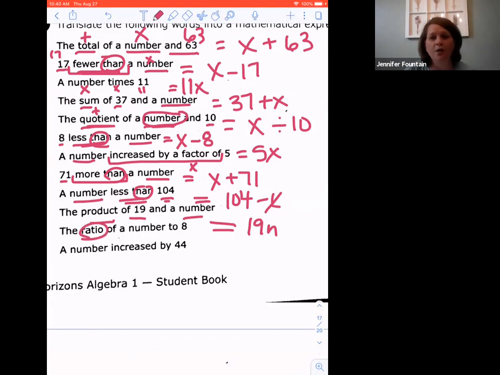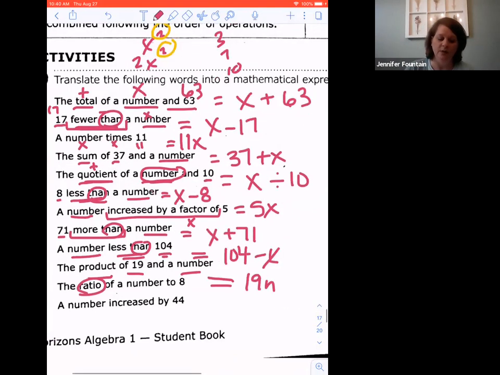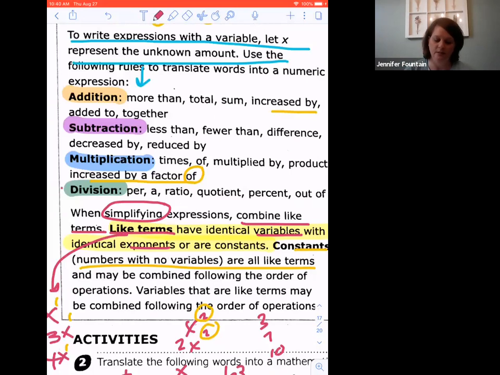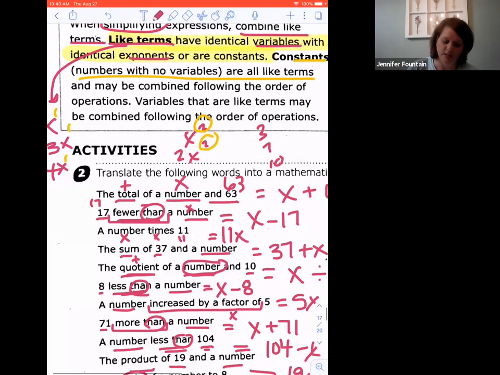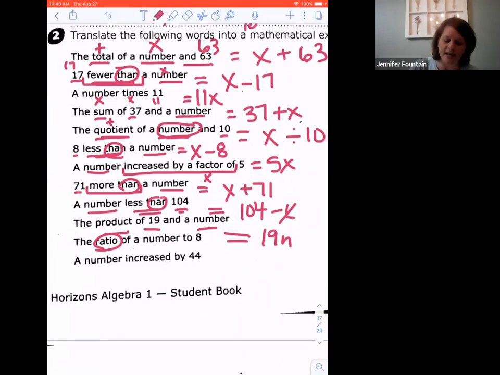All right, ratio. Hopefully everybody now has a picture in their head. Every time you hear the word ratio, you're thinking fraction. When you hear fraction, we are dealing with division. So ratio is division. So the ratio of a number to 8.